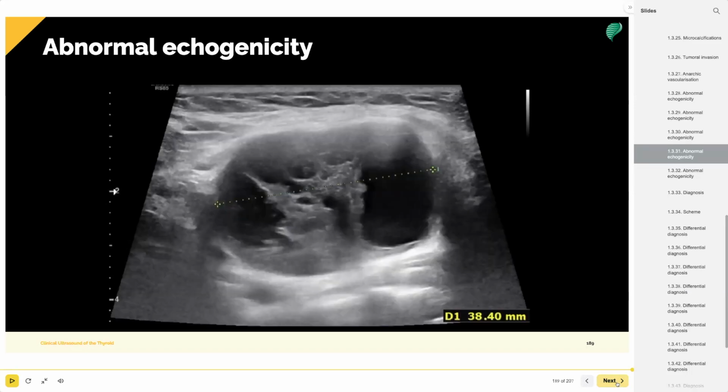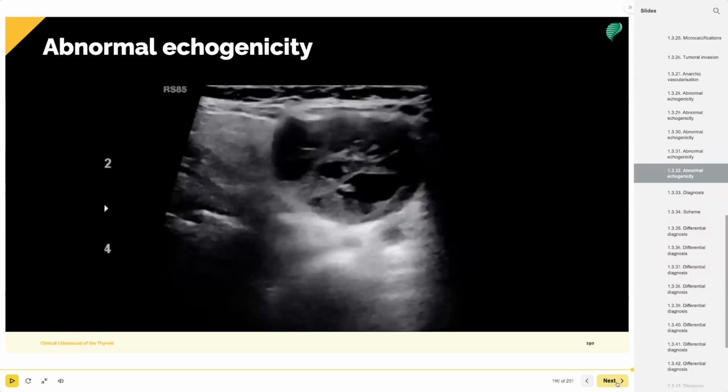This is another example of abnormal echogenicity. We're seeing structures of cystic pockets and solid. Usually further investigating would be done with these. This is another image with abnormal echogenicity of the lymph node.